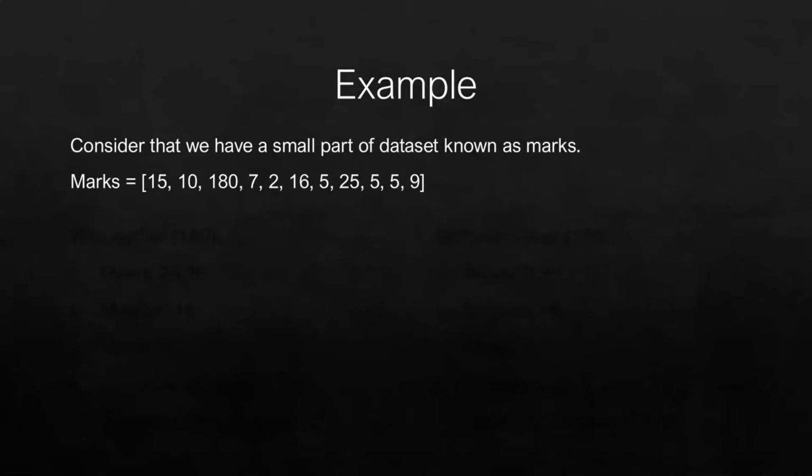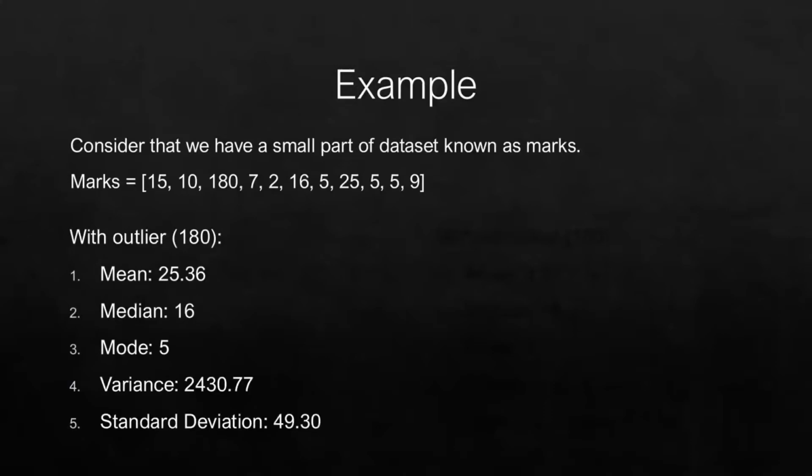So let's see what values we will have in the presence of outlier 180. The mean is 25.36. The median is 16. As you can see, 16 is the middlemost value. And the mode is 5, which has appeared the most in the marks dataset. And the variance is 2430.77, and the standard deviation is 49.30.